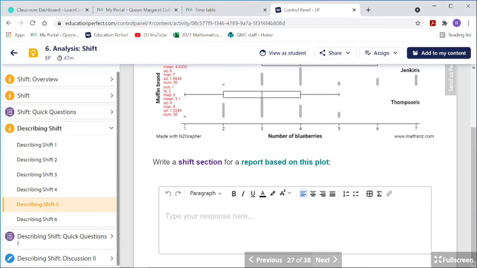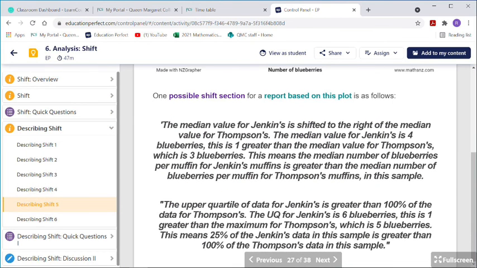Okay, so let's look at how they wrote that up. The median value for Jenkins is shifted to the right of the median value for Thompson. So here they're just talking about the medians. And they give the medians and tell the difference. And then they talk about, because this one had a significant shift, that you get a second paragraph. So it's not one or the other. You must talk about the comparison of the medians because that's what your question asks you. But if there's a significant data shift, you need to talk about that. Okay?